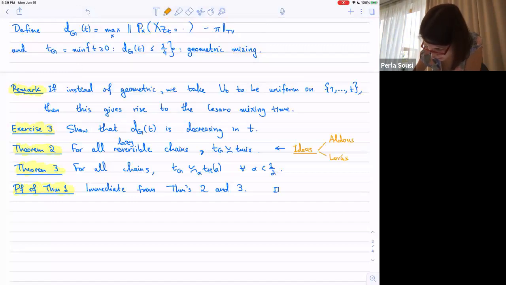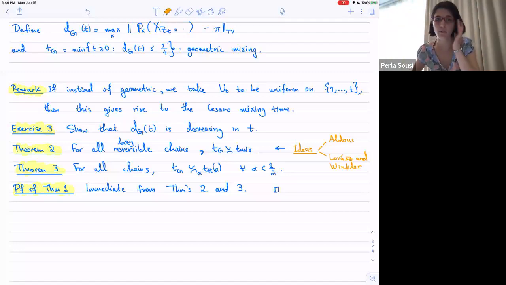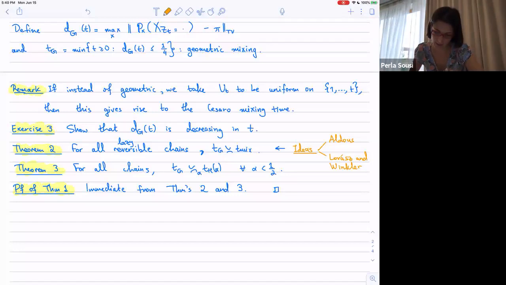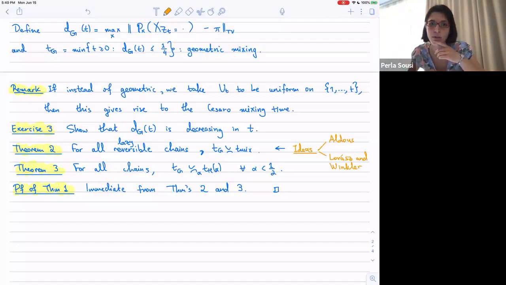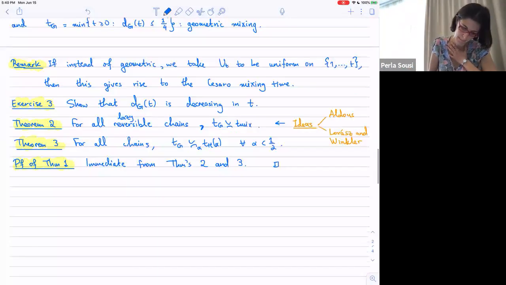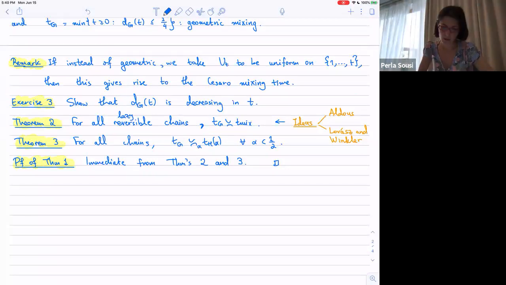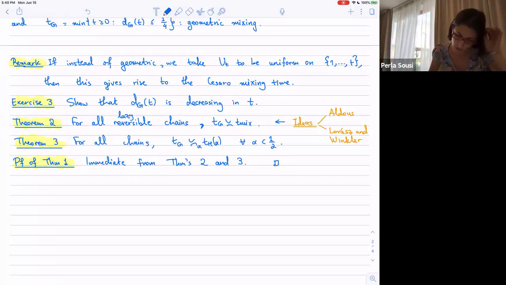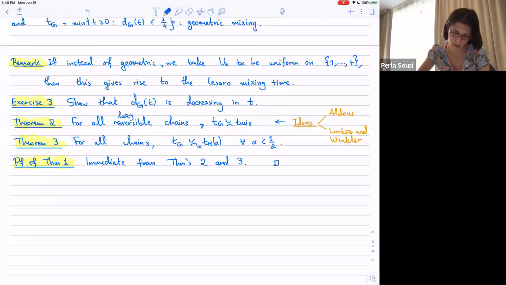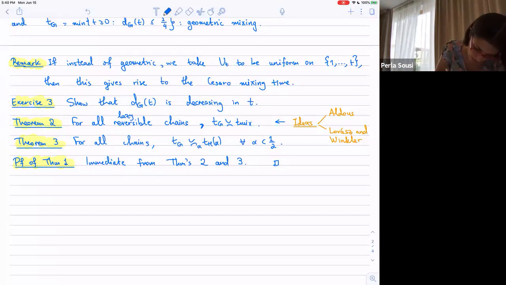There is a question whether theorem 3 needs to be lazy. No, it doesn't have to be lazy, because here we consider the geometric mixing and the maximum hitting time of large sets, so there is no issue with either of them. But we may as well take it to be lazy, but we don't have to. I'm going to prove theorem 3 and then discuss some ideas about theorem 2. So, proof of theorem 3.